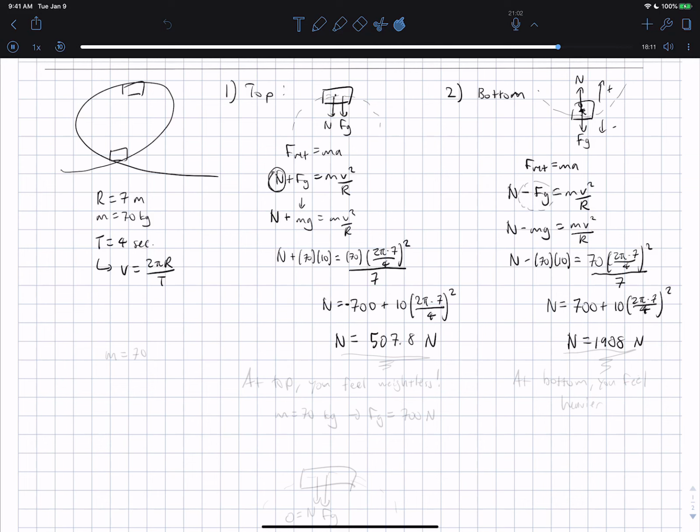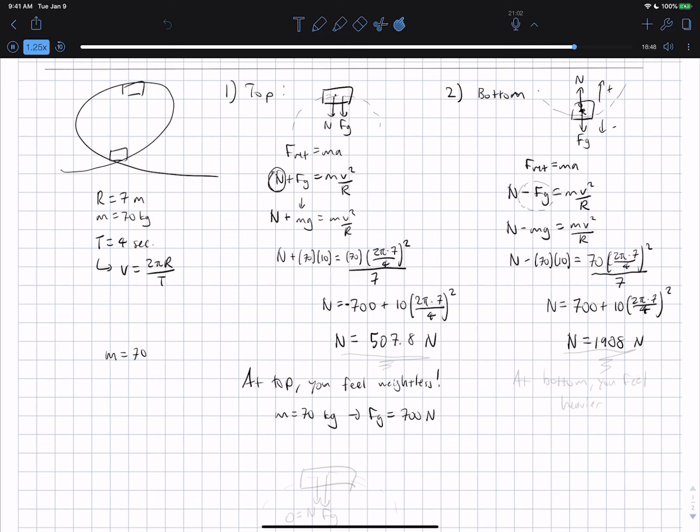Now, just a quick real life example of what's going on. When you're on a roller coaster, what happens at the top of the loop-de-loop? Well, you feel weightless. At the top, you feel weightless. And compared to the rider's weight, the rider has a mass of 70 kilograms. So his weight force, or his force of gravity, should feel like 700 newtons. So normally he feels 700 newtons of force pushing up on him from the ground, right?